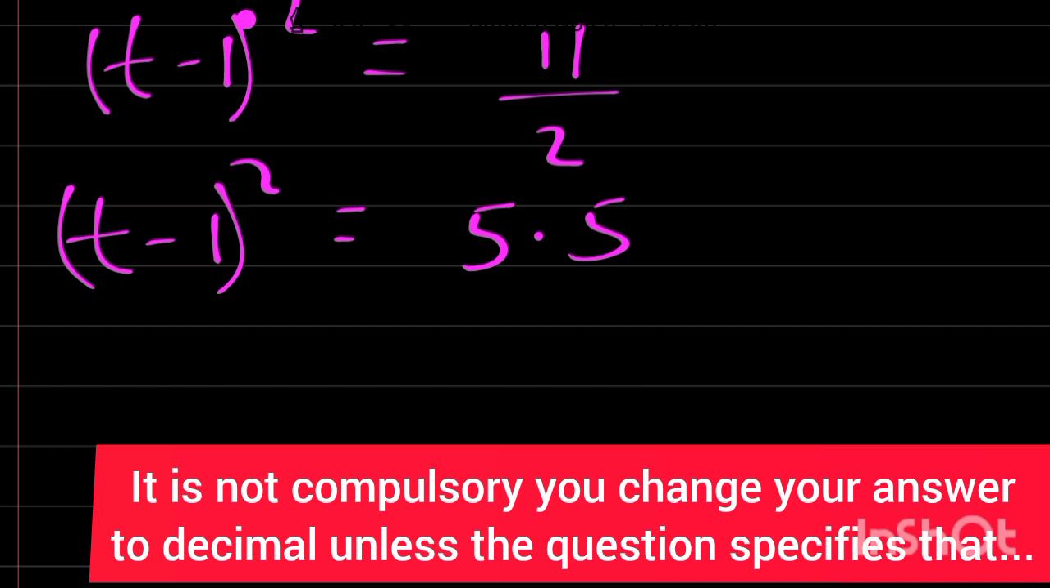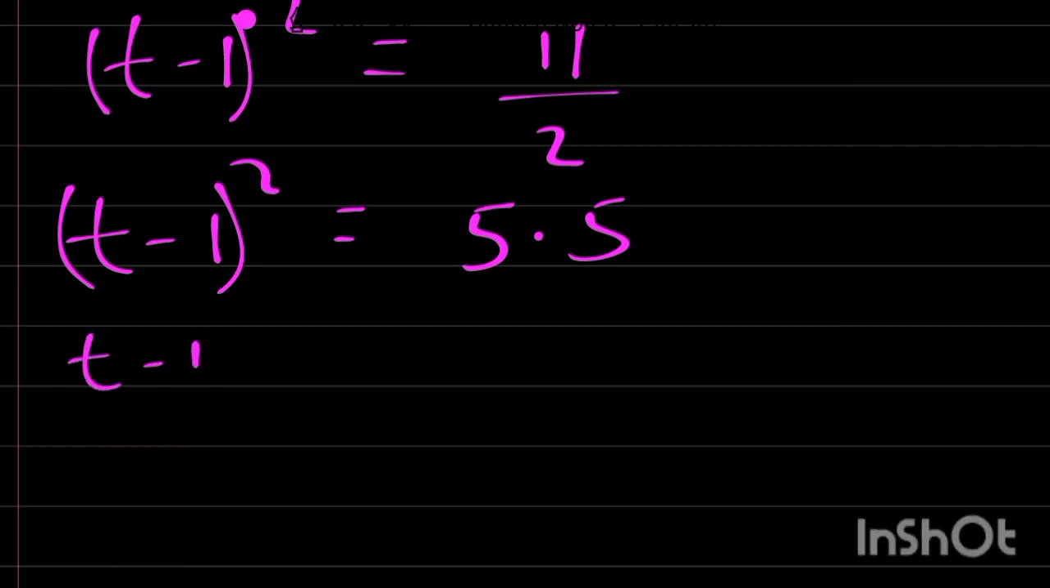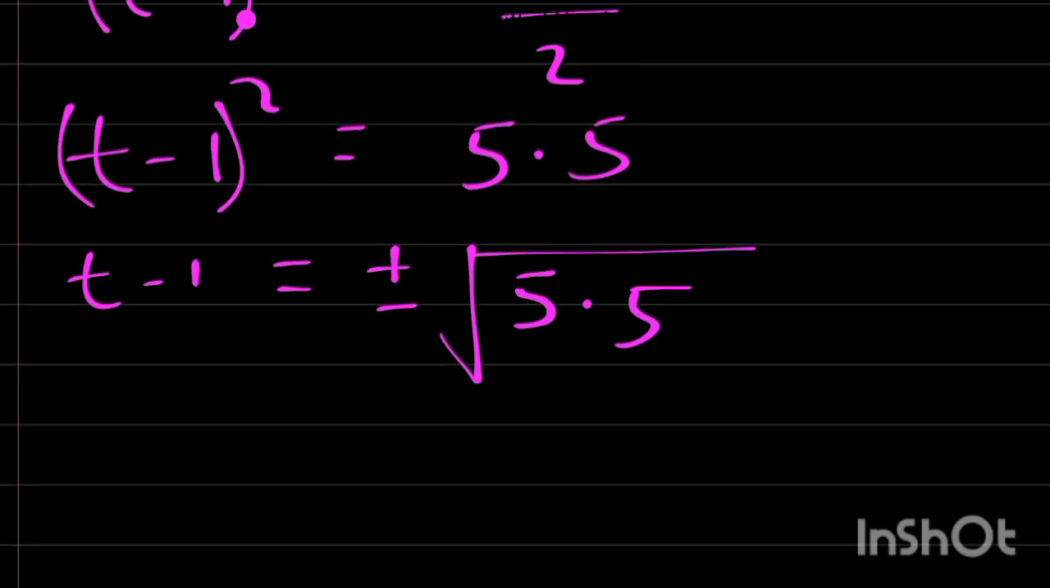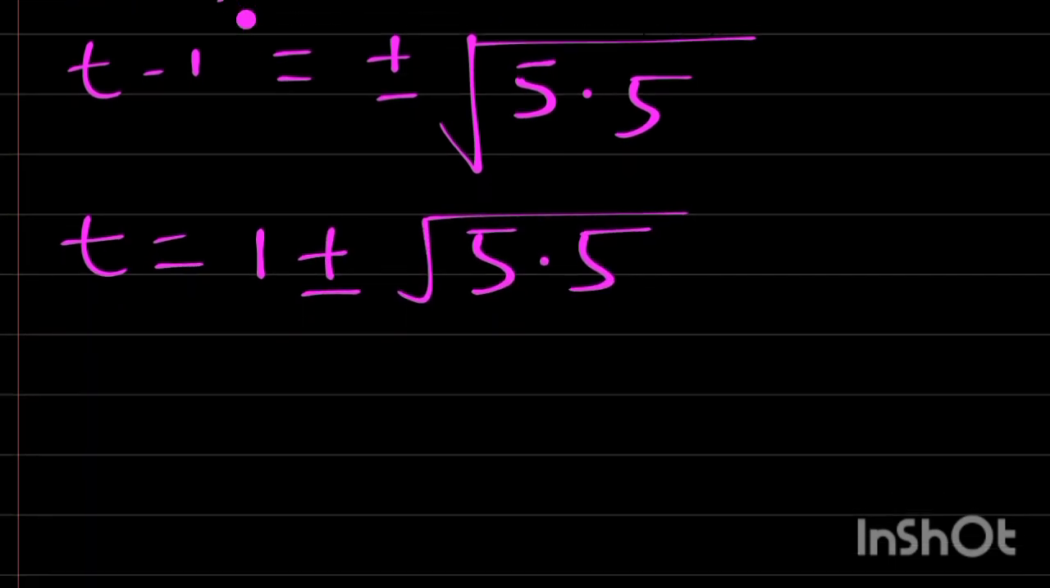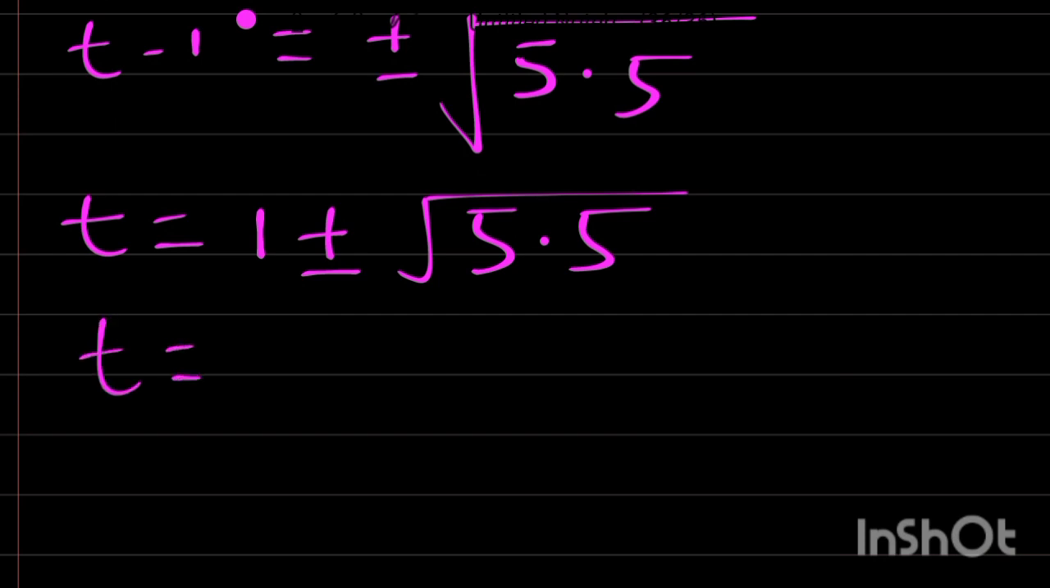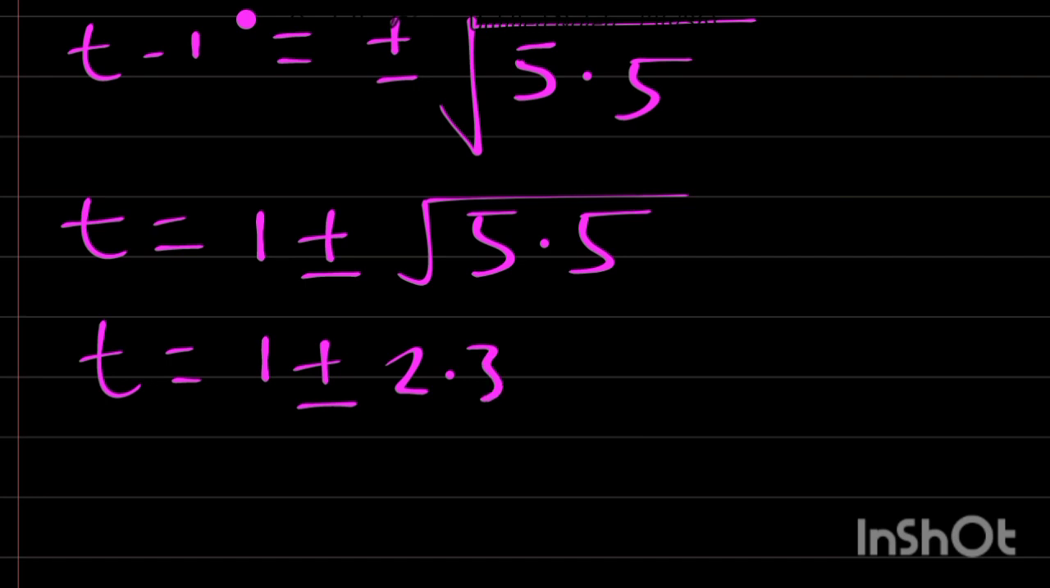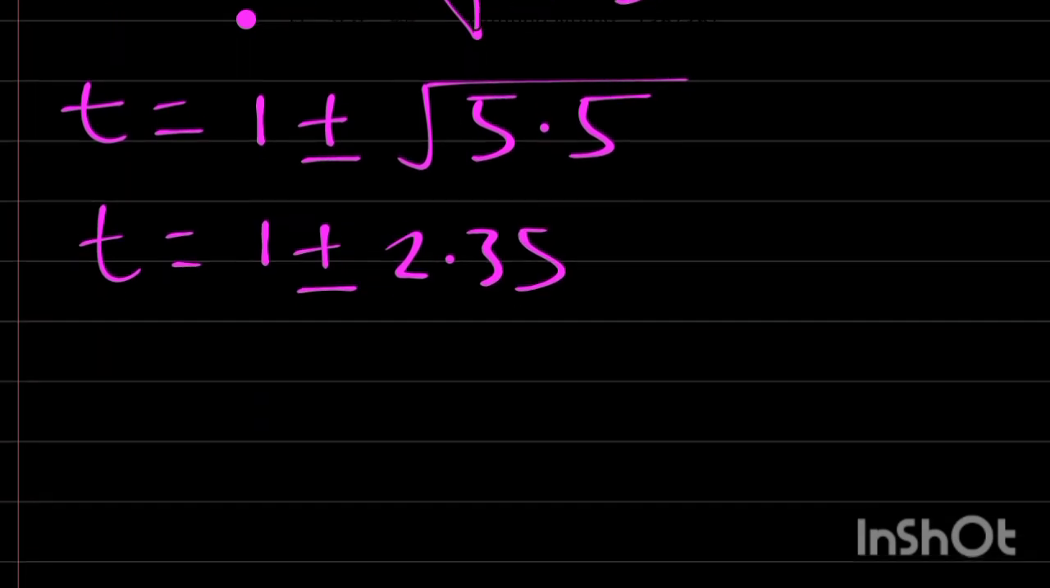Find the square root of both sides. I have t minus 1 is equal to plus or minus the square root of 5.5. Anytime you find the square root of both sides, please add your plus or minus. Then t is equal to 1 plus or minus the square root of 5.5, which is 1 plus or minus 2.35 to 2 decimal places.